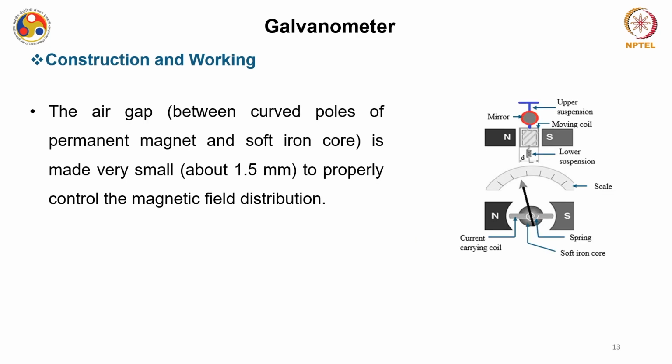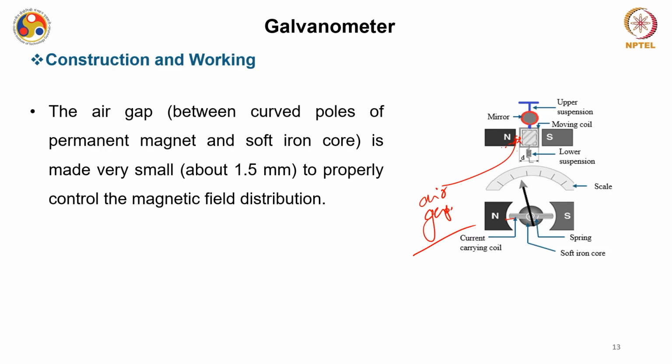Now, there is a certain gap between this coil and this magnet. This gap I am talking about is called the air gap. This air gap is between the curved poles of this permanent magnet and the soft iron core. When this gap is very small, it produces a controlled magnetic field distribution.